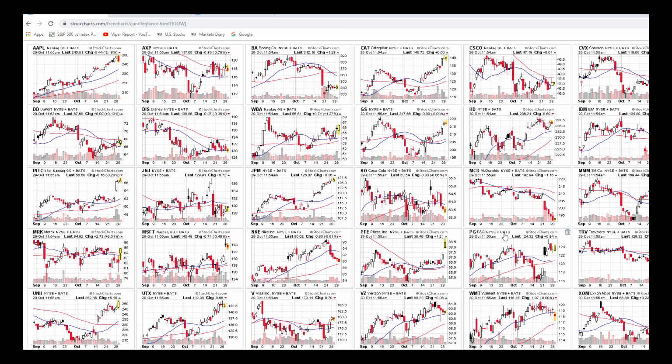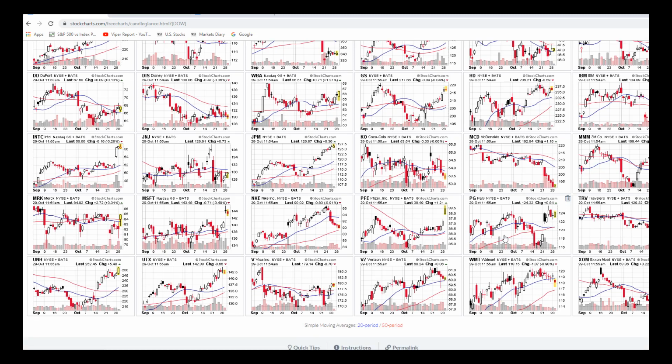This allows you to decide, okay, this list looks interesting, so why don't we focus in on one of these stocks.